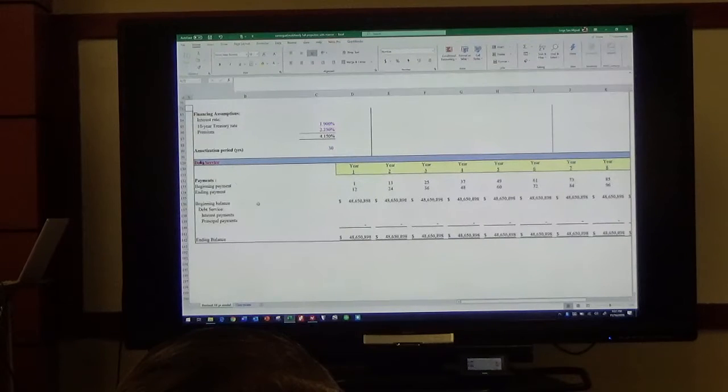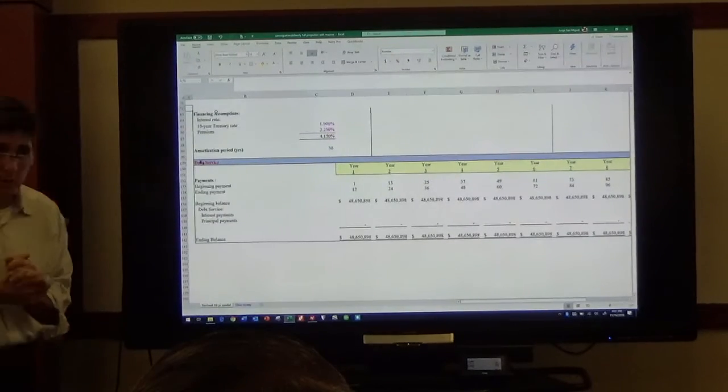And I want you to use the cumulative interest and cumulative principal functions here. And this is not a group project. This is an individual assignment. And I'm walking around if you have questions.